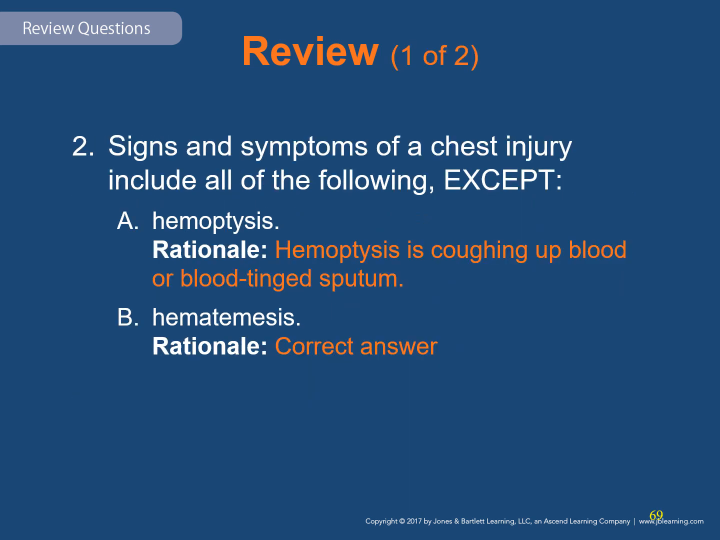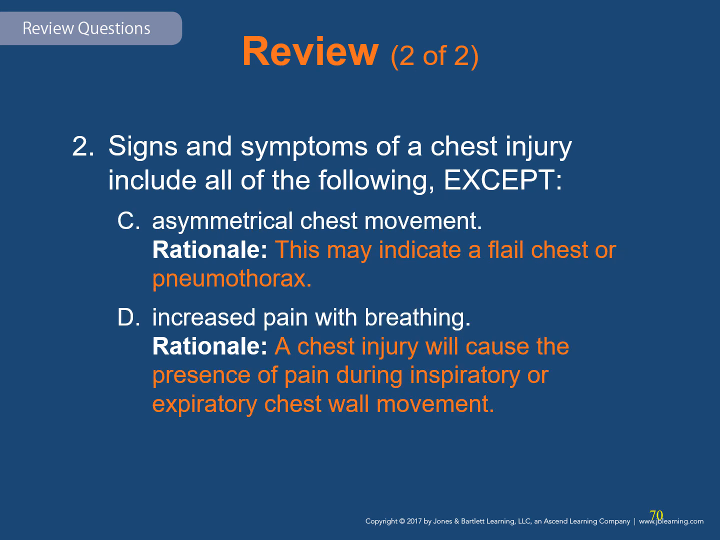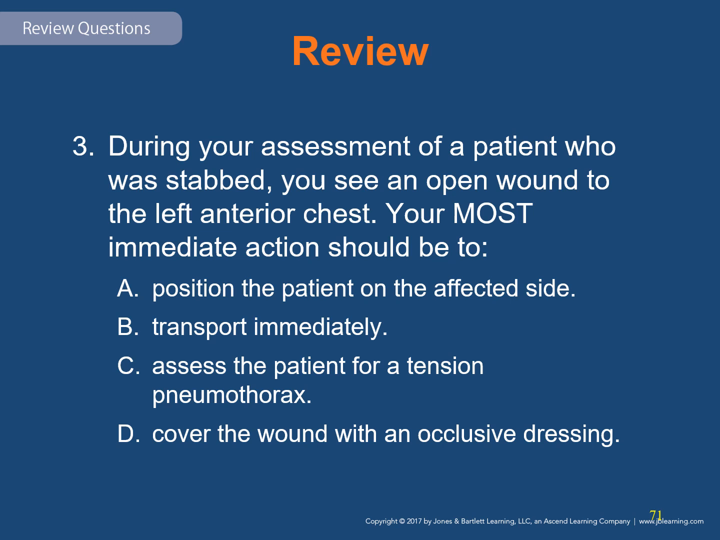A. Hemoptysis is coughing up blood or blood-tinged sputum. The correct answer is B, which is vomiting up blood. That is not a symptom of a chest injury. Asymmetrical chest movement may indicate a flail chest or pneumothorax. Increased pain with breathing. A chest injury will cause the presence of pain during inspiratory and expiratory chest wall movement.